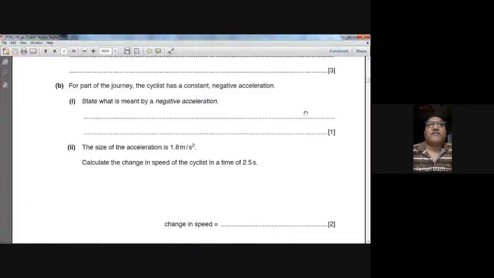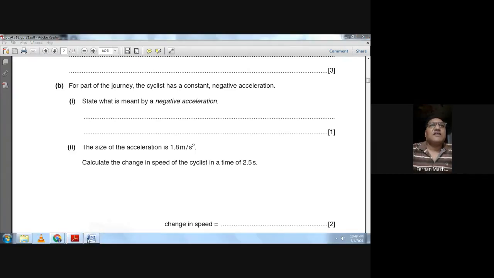This is the B part of question number 1. For part of the journey, the cyclist has a constant negative acceleration. State what is meant by a negative acceleration. It's a 1-mark question. We have to define what is negative acceleration. The second part: the size of the acceleration is 1.8 meters per second squared. Calculate the change in the speed of the cyclist in a time of 2.5 seconds. It's a 2-mark part. We will answer both of these.